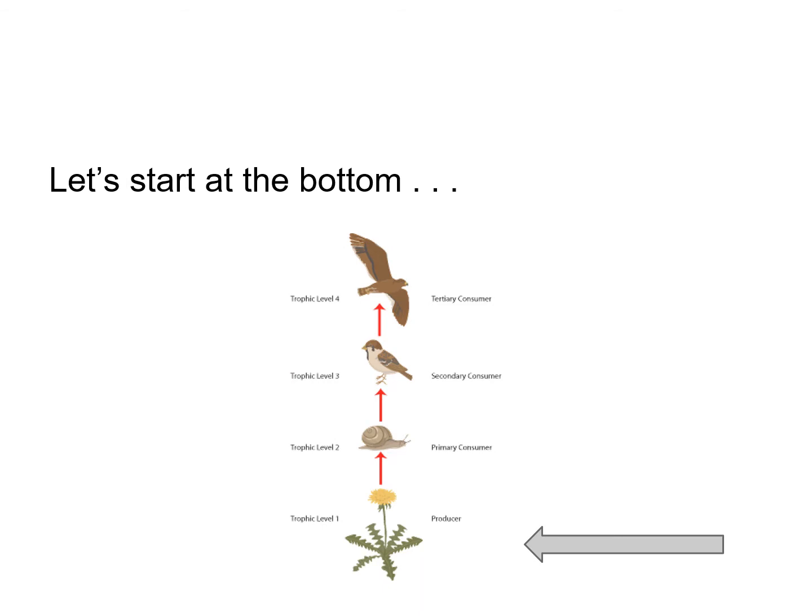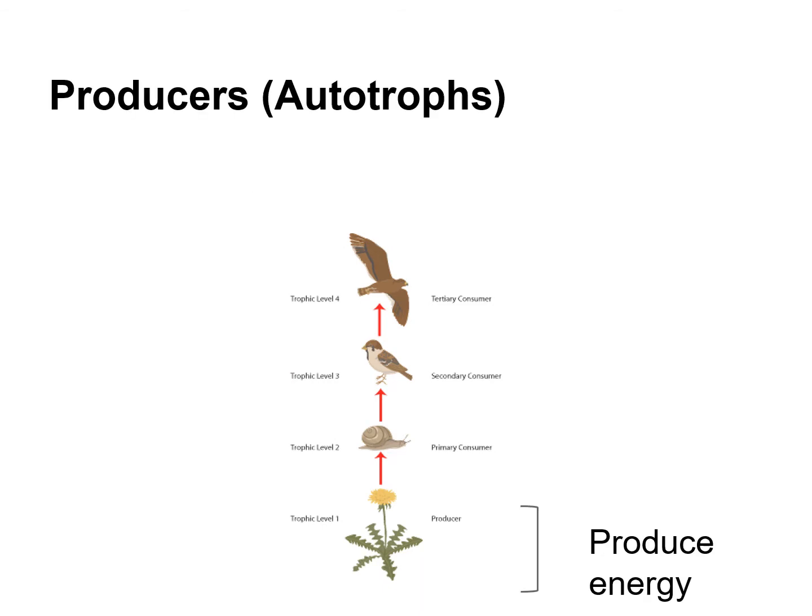Now, we start at the bottom. Those are our producers. Those are what we're going to call autotrophs. Autotrophs is a fancy way of saying producer. Basically, it's going to automatically make its energy. It doesn't need to consume energy from some other source. It's going to produce energy on its own.